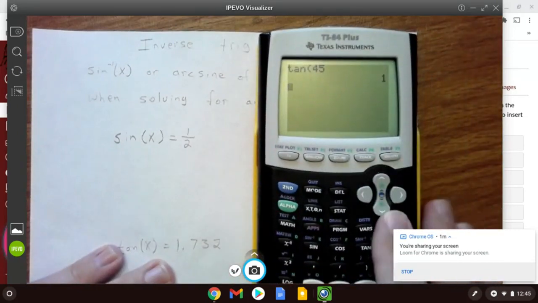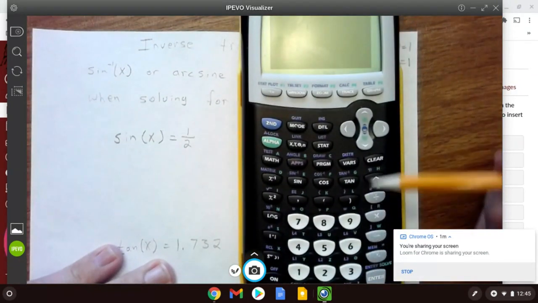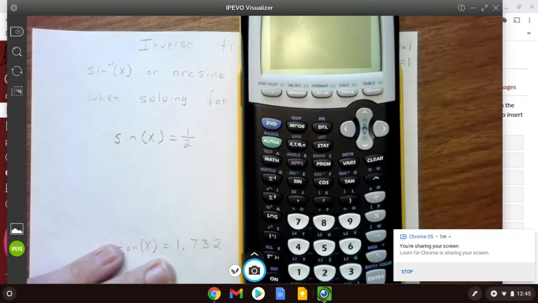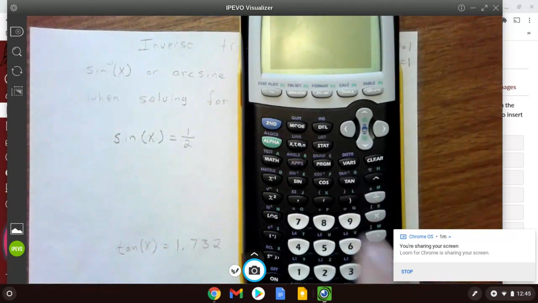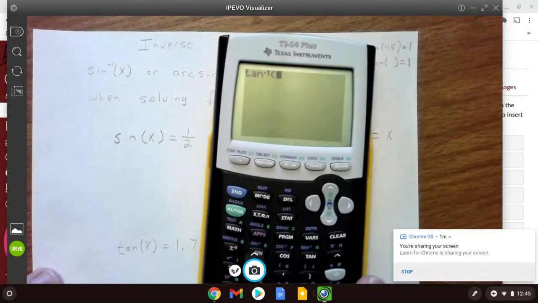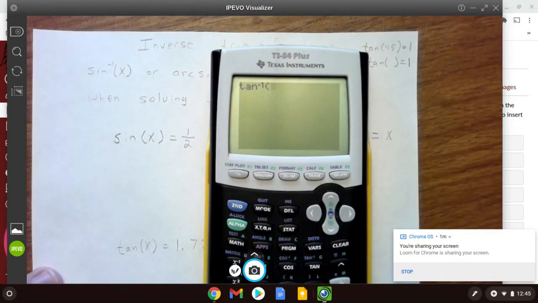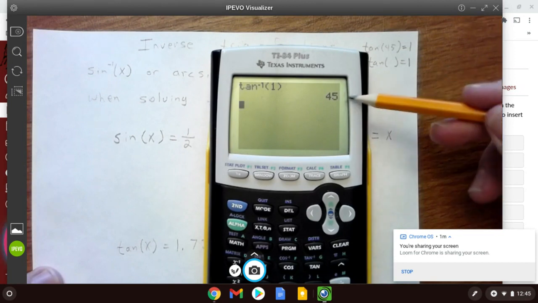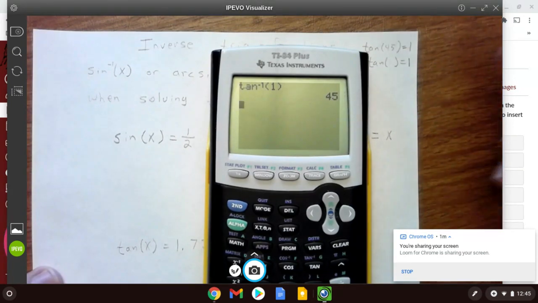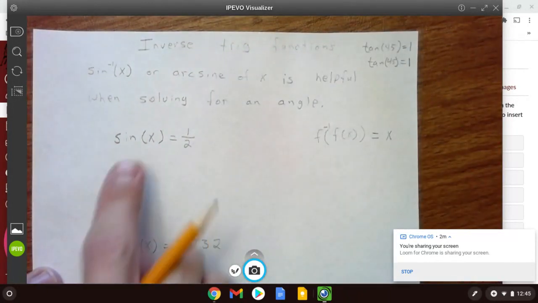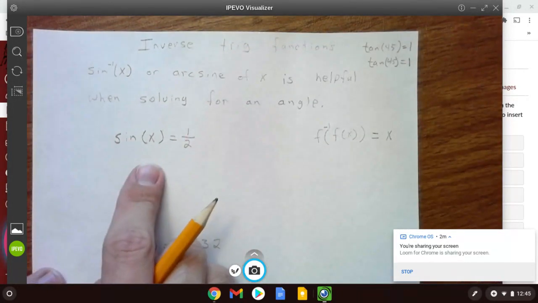If I press the inverse trig function right here, I have to do blue and that. Oh, sorry, there it is. If I do the inverse tangent or the arc tangent of 1, it's going to give me the 45 degrees that I started with. So it tells us that 45 there. Same type of question going on here.